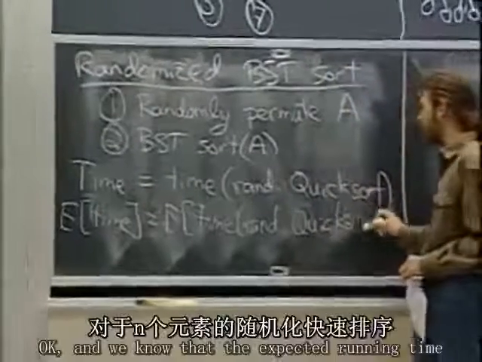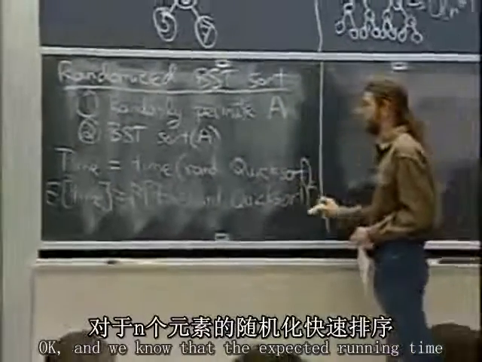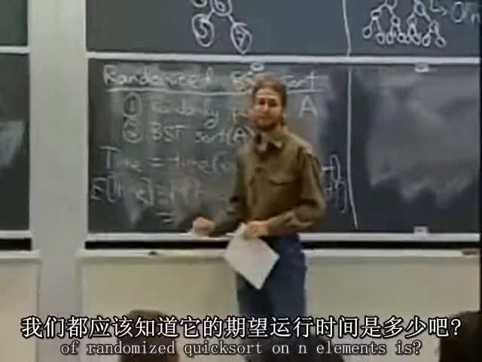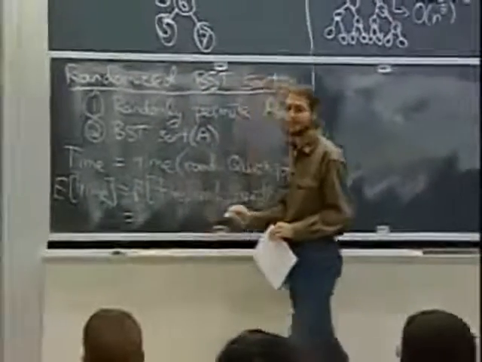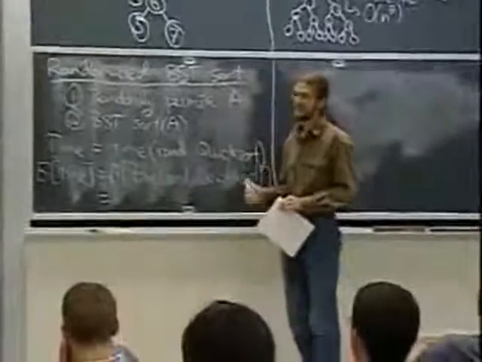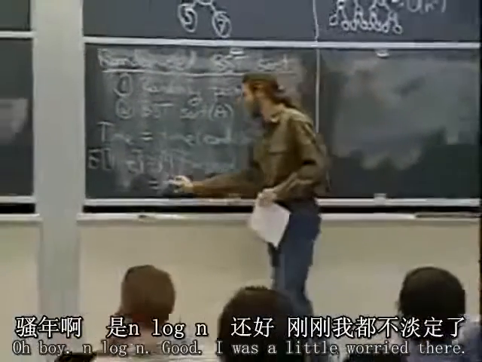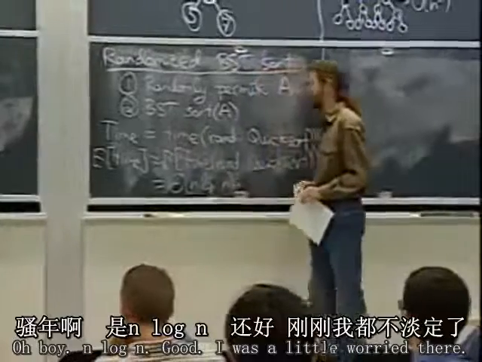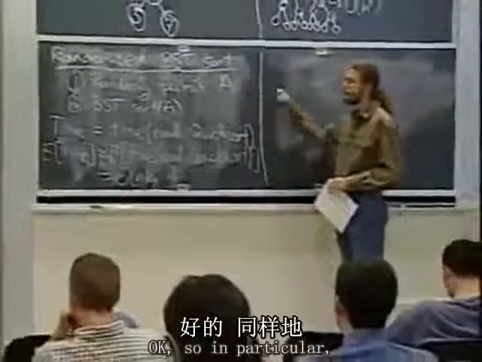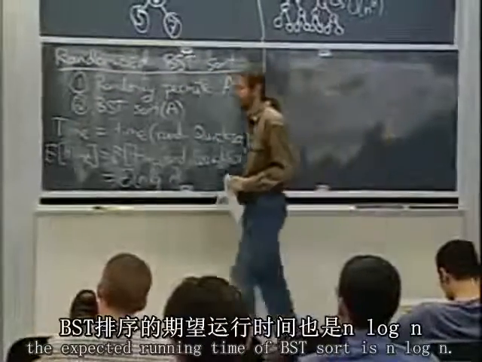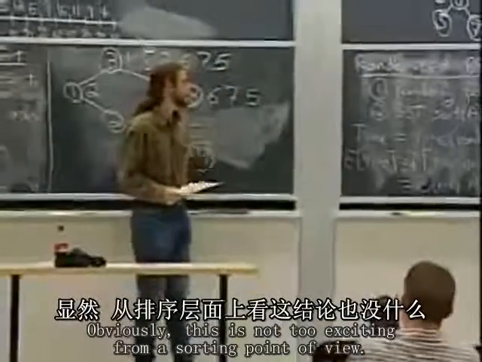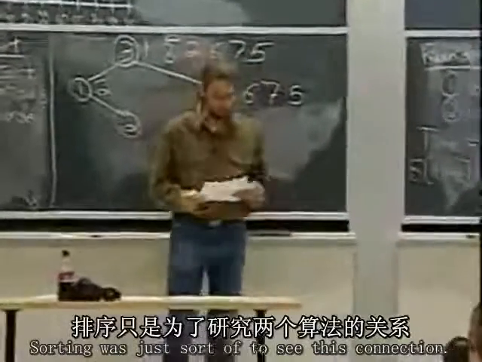And we know that the expected running time of randomized quicksort on n elements is, oh boy, n log n. Good. I was a little worried there. So in particular, the expected running time of BST sort is n log n. Obviously, this is not too exciting from a sorting point of view. And the sorting was just sort of to see this connection.